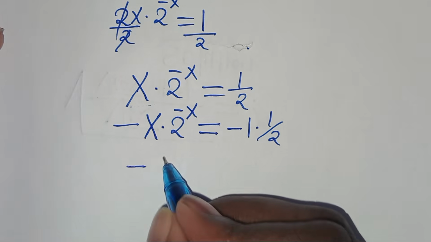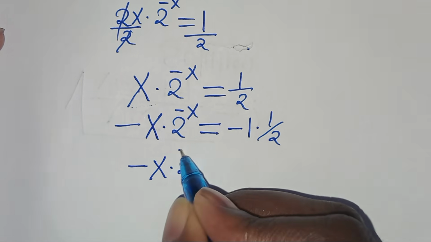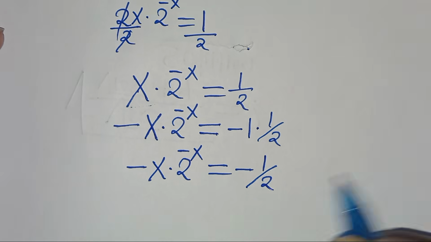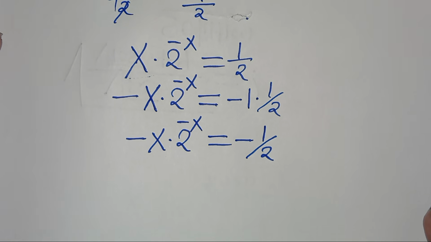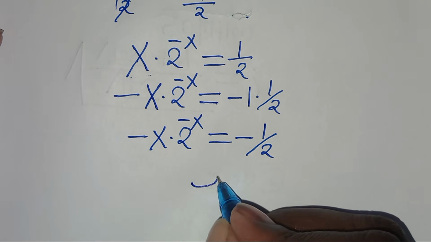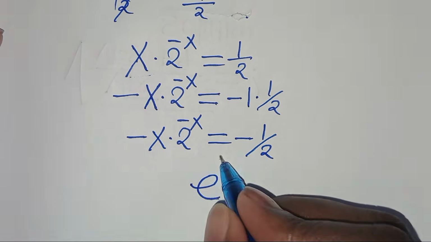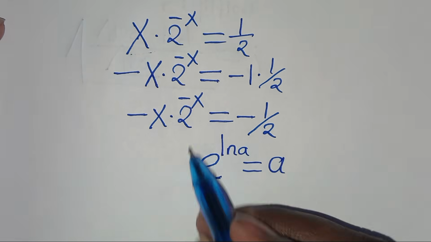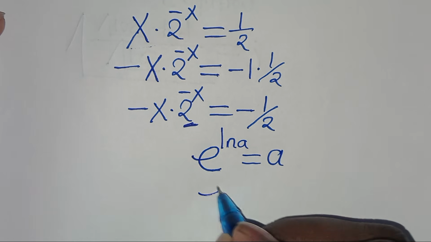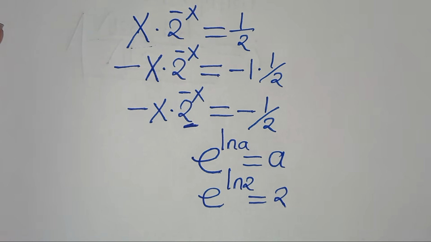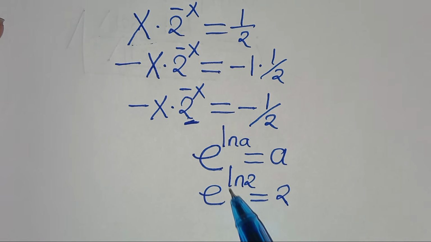So we have negative x multiplied by 2 to the power of minus x, which is equal to negative 1 over 2. Now the next step from here, we can introduce the exponent property, that is e to the power of ln of a is equal to a. So that now we can express 2 as e to the power of ln of 2. So let's substitute 2 with e to the power of ln of 2.